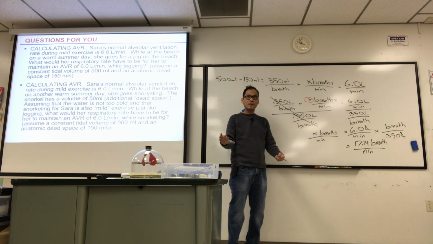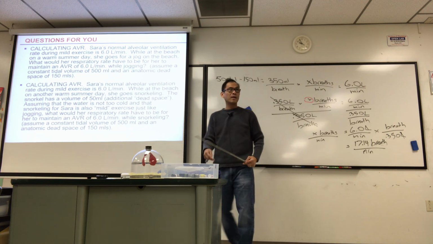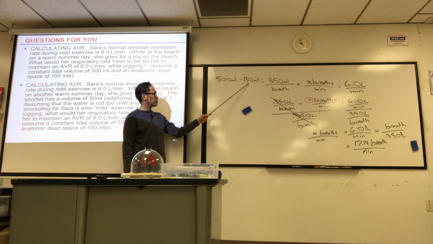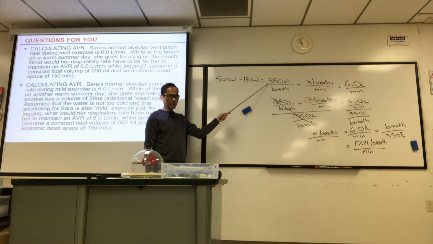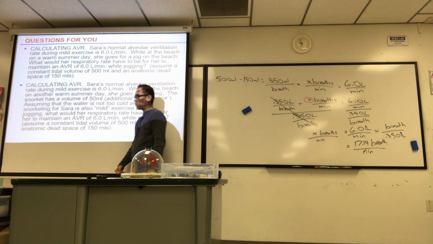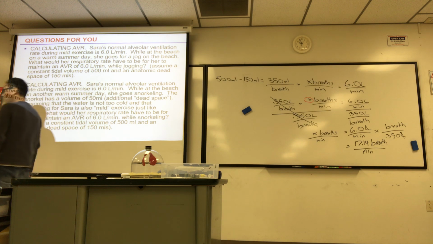And to do the calculation, what are you going to do differently? This number is going to change to what? 200. So instead of this being 350, it's going to be 300. And you just do the math and see what you get. So that's kind of how I set these two problems up for you as a question for you.